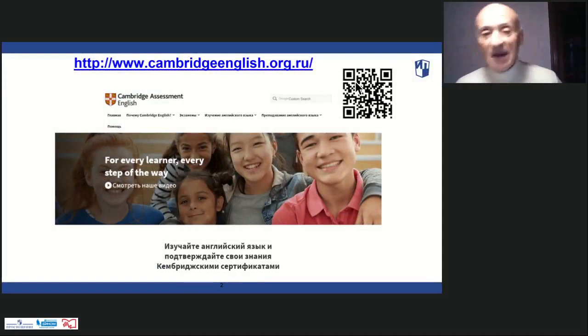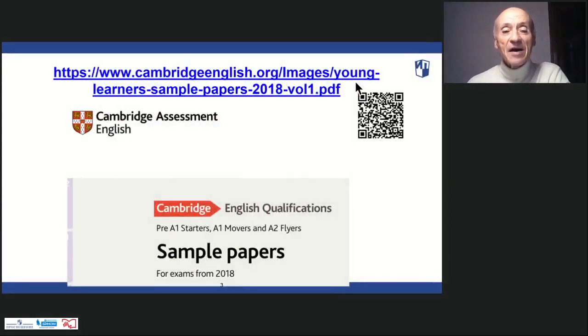This is the opening hyperlink where you can get some general information on Cambridge English exams, for those who are perhaps just newcomers in this area. And here, following this hyperlink, you can find learners' sample papers that are typical for the exam, starting with the year 2018, when some major changes were introduced to the exam program.